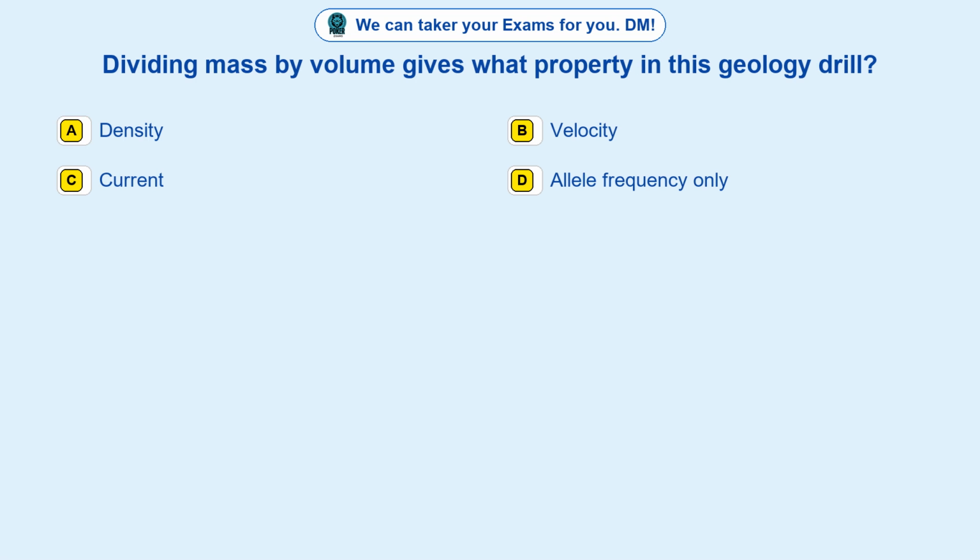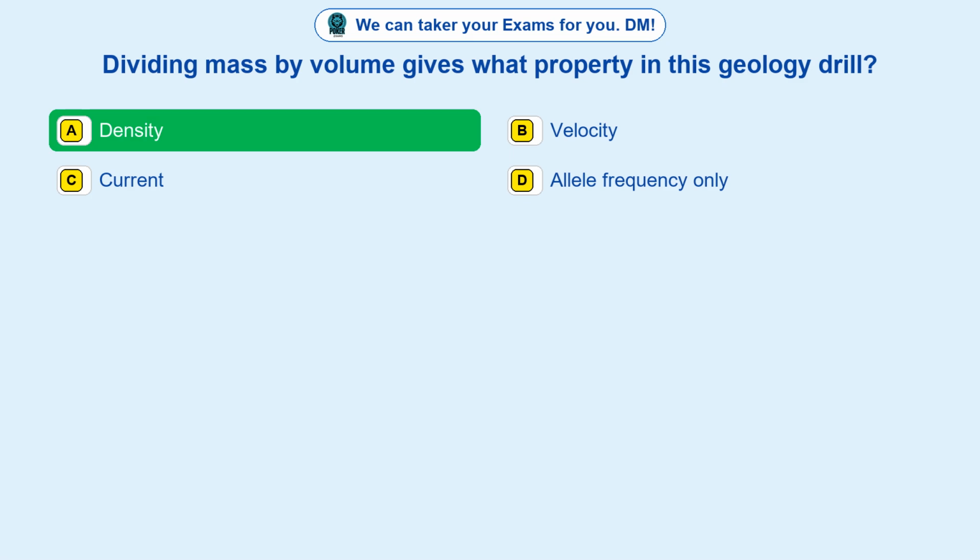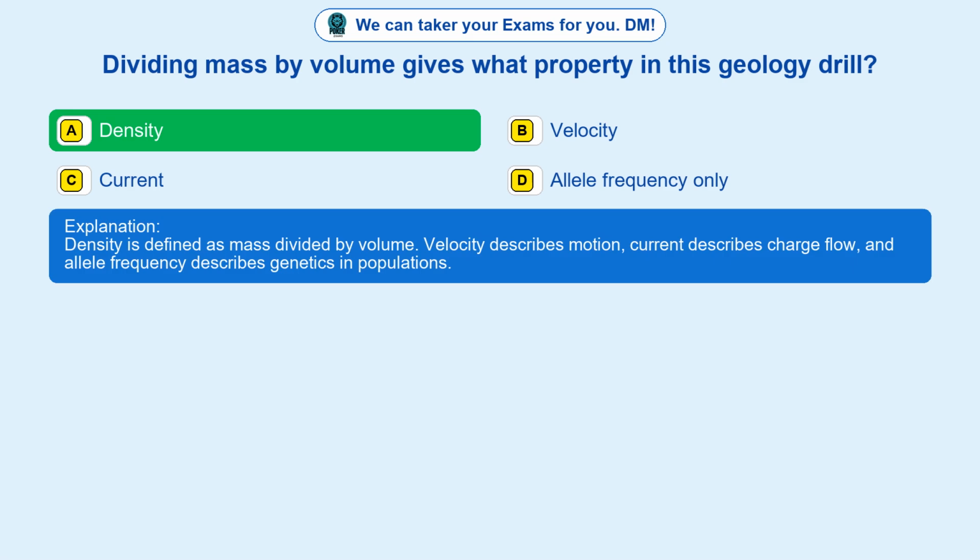Question 78. Dividing mass by volume gives what property in this geology drill? Option A, density. Option B, velocity. Option C, current. Option D, allele frequency only. The correct answer is option A. Density. Density is defined as mass divided by volume. Velocity describes motion, current describes charge flow, and allele frequency describes genetics in populations.